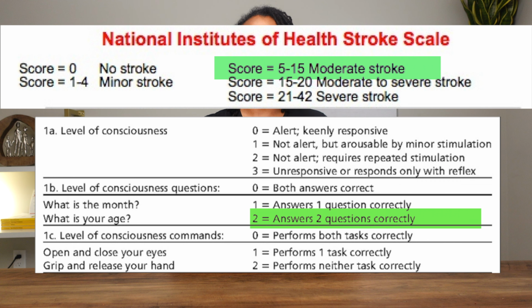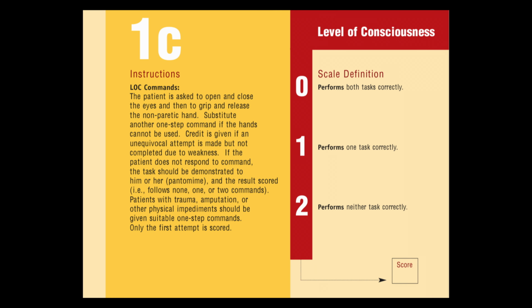So if we move on to Section 1C and we're looking at commands, we ask the patient to close eyes and open them, make a fist and release it. And the patient who's awake will be able to perform this examination if they're not having issues in the language center. But if a patient is not responsive, then they would score 2 on this section as well because they will not be able to engage in physical examination.